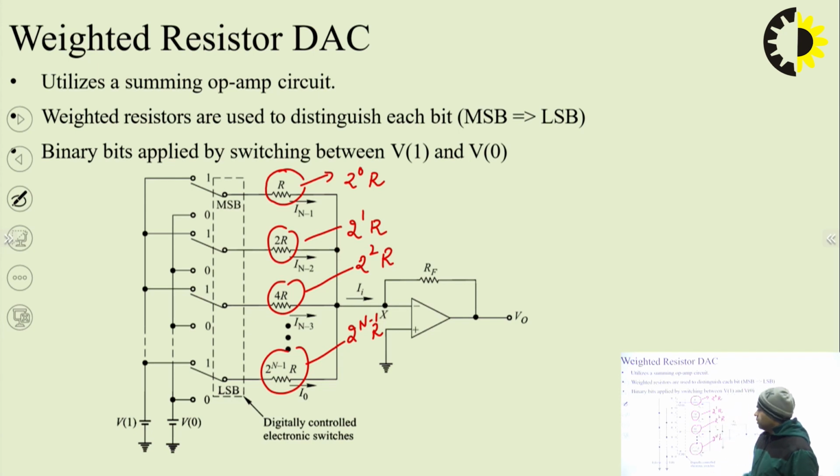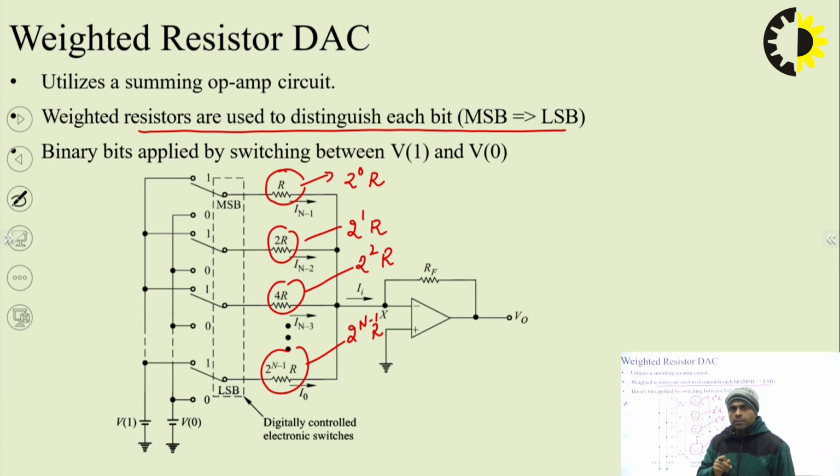So we can check that all resistances are of different values, and that difference is in the scale of 2 raised to power 0, 2 raised to power 1, 2 raised to power 2 and so on. Weighted resistors are used to distinguish each bit. It is very clear that if I am marking my bit as MSB, the most significant bit, the resistance of that bit should be minimum. Only then it can have maximum value.